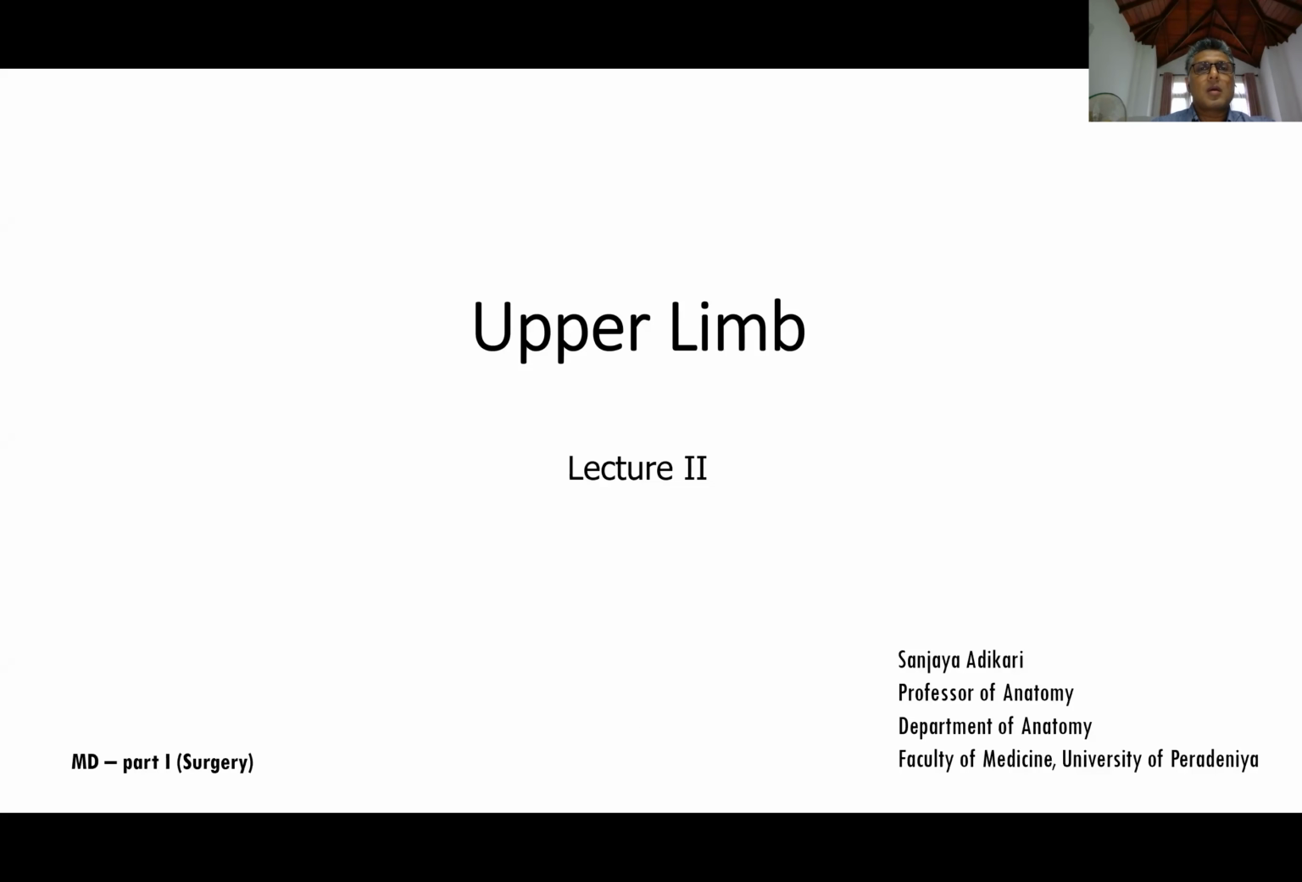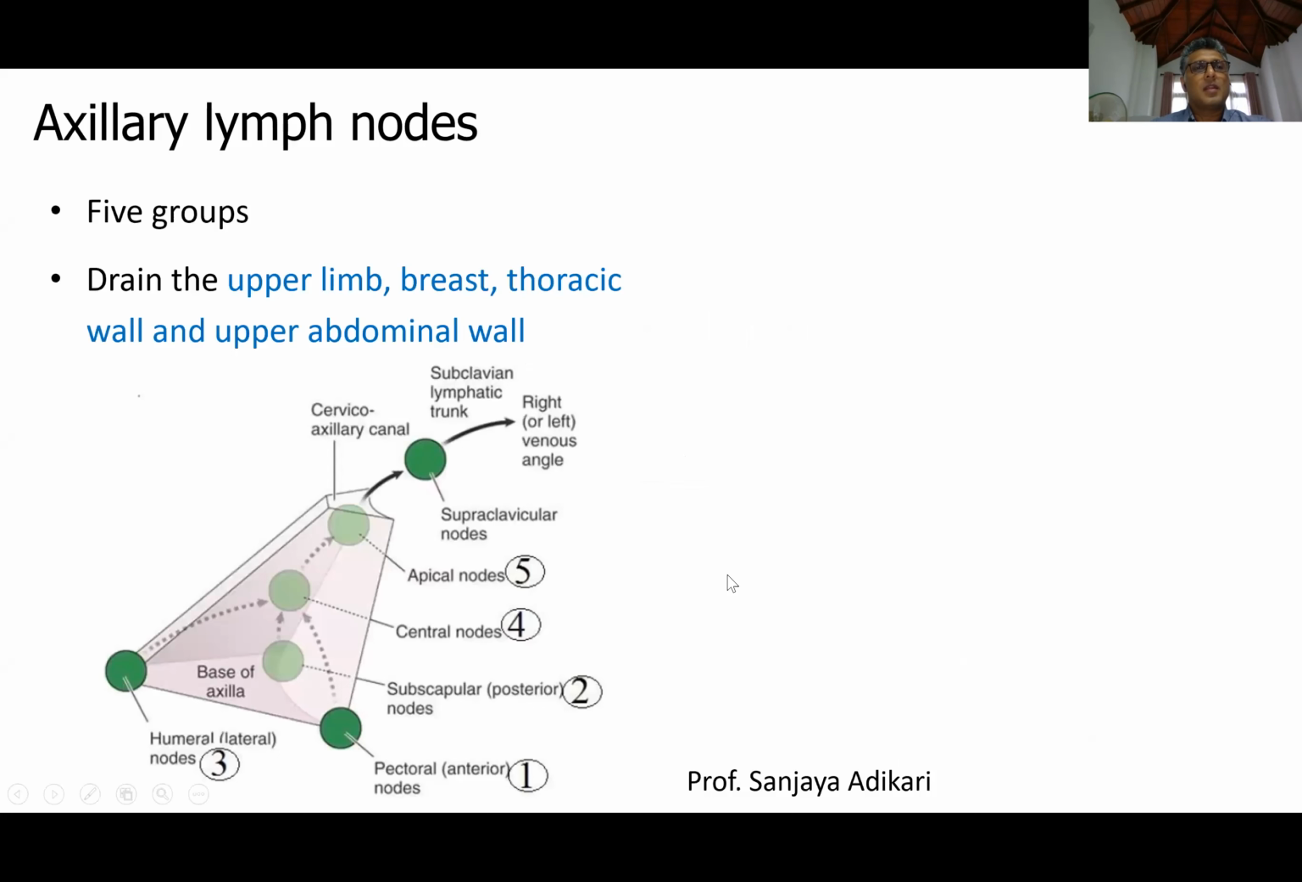So I will start with the axillary lymph nodes. Remember, there are 5 groups of axillary lymph nodes, and they drain the upper limb of that side, breast, thoracic wall, and the upper part of the abdominal wall.